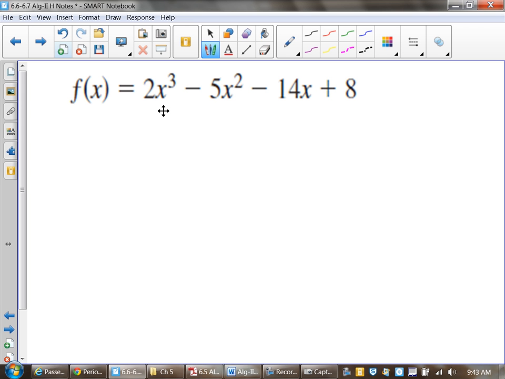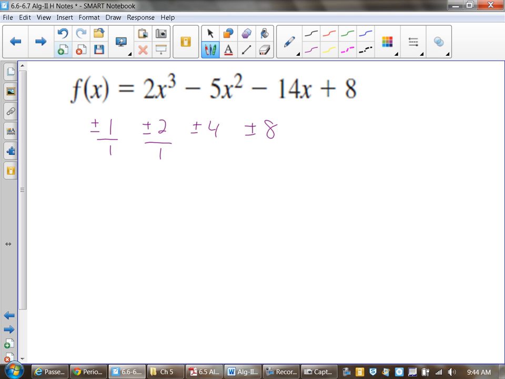I have 2x cubed minus 5x squared minus 14x plus 8. And I'm going to factor this all the way out. I'm going to find all of my zeros. Which means I have to list out all the possible factors of 8 divided by all the possible factors of 2. So my factors of 8: plus or minus 1, plus or minus 2, plus or minus 4, and plus or minus 8.